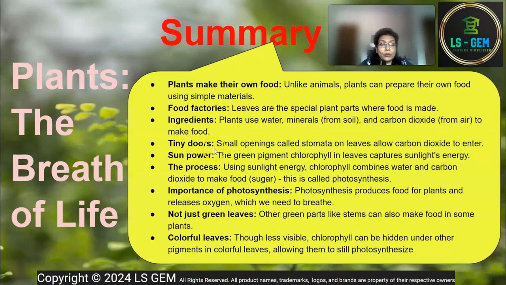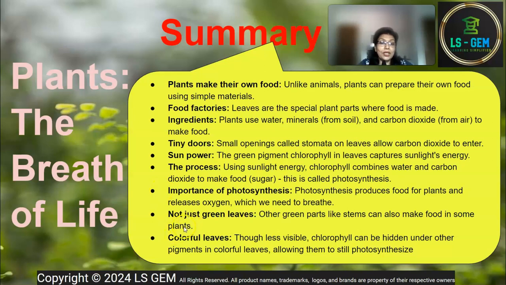And what are the tiny dots? Small openings called stomata on leaves allow carbon dioxide to enter. Then sunlight: the green pigment chlorophyll in leaves captures sunlight's energy. In the process, using sunlight energy, chlorophyll combines water and carbon dioxide to make food, meaning sugar. This is called photosynthesis. Importance of photosynthesis: photosynthesis produces food for plants and releases oxygen, which we need to breathe.